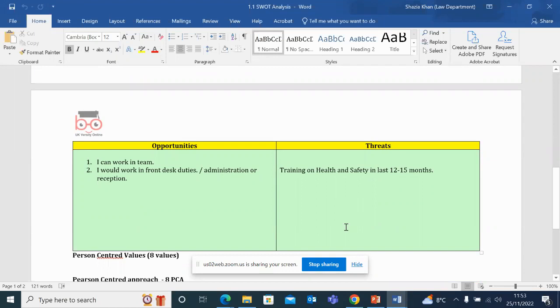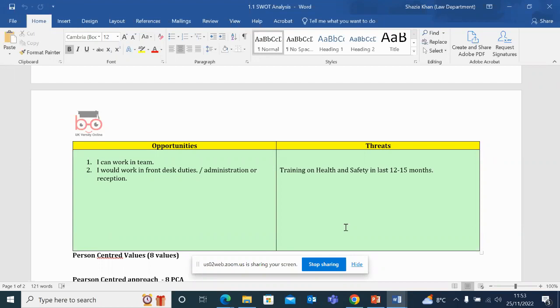What do you mean by this, training on health and safety in the last 12 to 15 months? A threat is that you haven't done any training, so you need to do more training. So that would be things like, for example, if you had to look at any sort of long-term targets, it would be a threat.